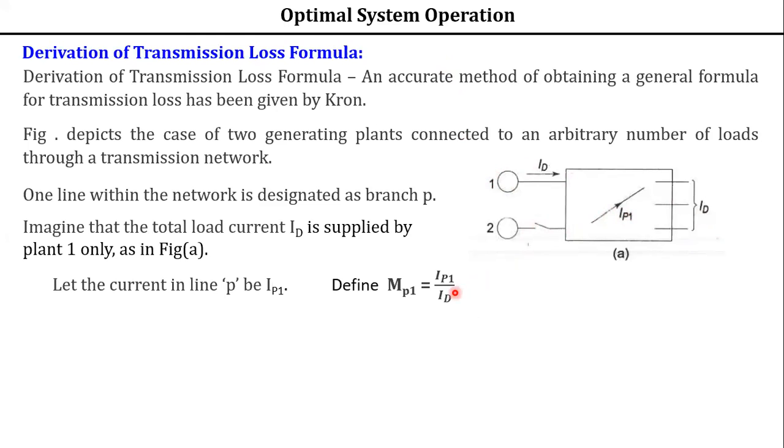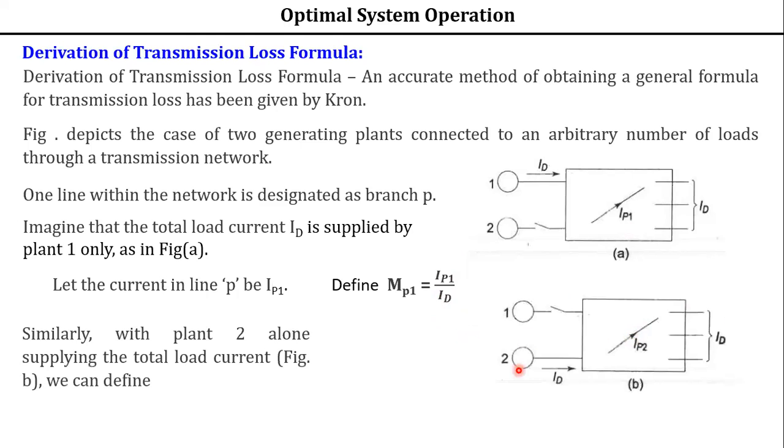After considering that term, let us define some factor MP1, equal to the ratio of that branch current to the total load current. If you are considering another branch, suppose the fourth branch, then it will be I41 by ID. That's how we have to define the factor MP1. What is this MP1? I will tell you later. So MP1 is equal to the ratio of branch current to the total load current.